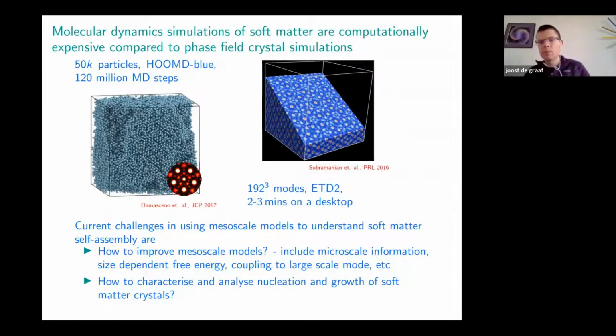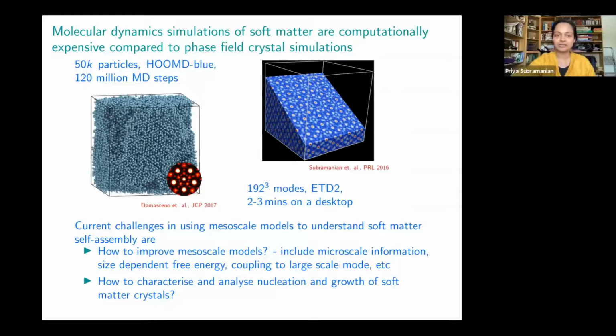So, this is just a comparison of computational effort between MD and a phase field crystal model. What we're trying to achieve is an asymptotic, converged state of an icosahedral quasicrystal. On the left, we have a result which has 50,000 particles in a box, with highly parallelized code. To still run it for 120 million MD steps, it takes a few weeks to get this result. And this is a very intensive approach, because you've already invested all that time in checking one parameter value.